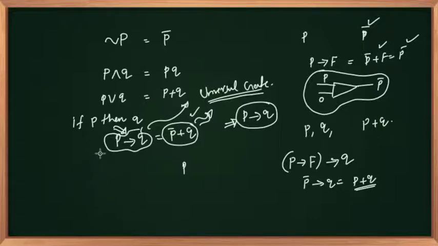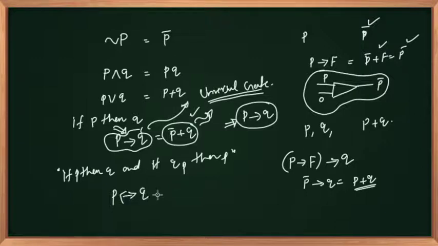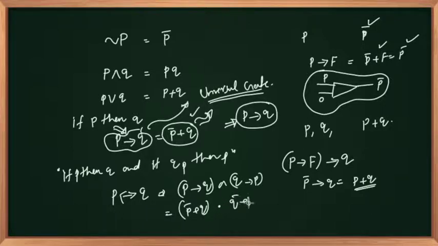Another important operation is the biconditional statement, that is if P then Q, and if Q then P. This is another important propositional operation, called biconditional, and we usually represent it as P biconditional Q. This means P implies Q and Q implies P. So that is equal to P bar plus Q and Q bar plus P, which equals P Q plus P bar Q bar. So this is equal to the XNOR operation.